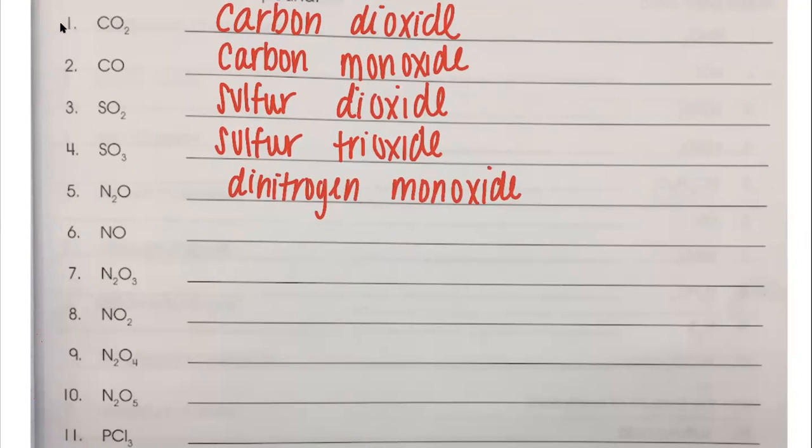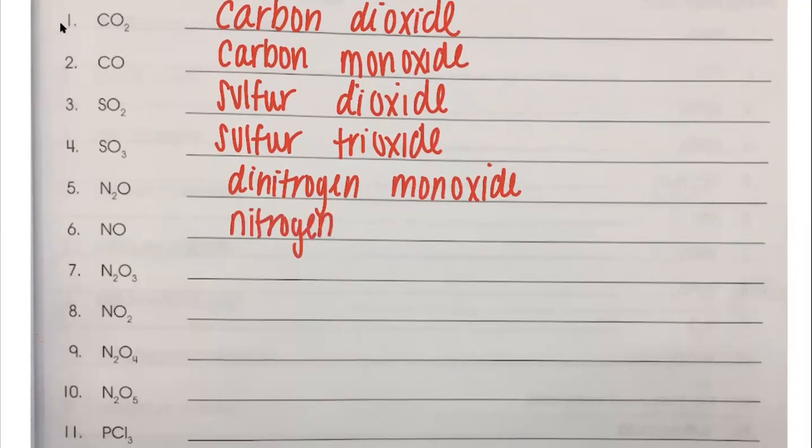Now, Jack, look at this next one here. Is there a subscript on the N? No. So we don't write it out for the first one. So what are we going to write? Nitrogen monoxide. Good.